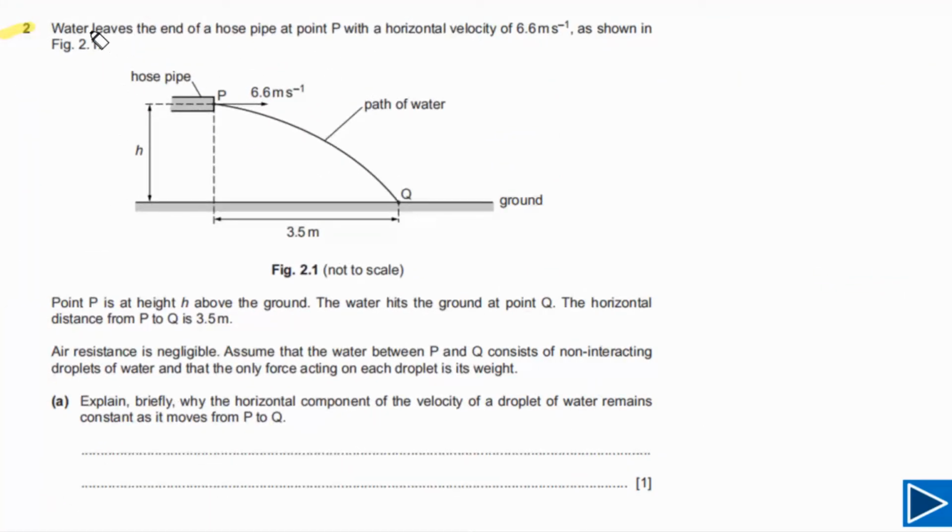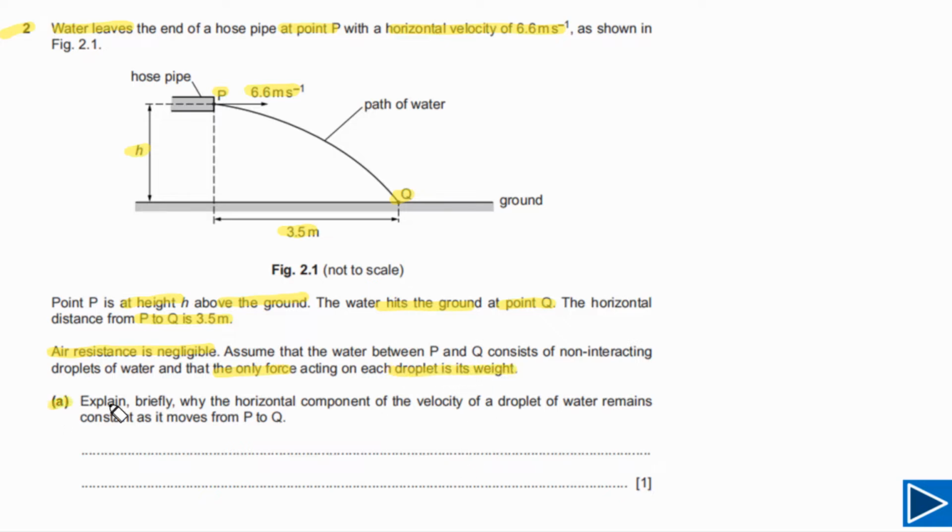For question number 2, it is given to us that water leaves the end of a hose pipe at point P with a horizontal velocity of 6.6 meters per second. This is horizontal velocity. It is also given that point P is at height h above the ground. So this is height h. The water hits the ground at point Q. At this point, water hits the ground. The horizontal distance from P to Q is 3.5 meters. So this is horizontal distance. It is also given that air resistance in this case is negligible, and the only force that is acting on each droplet is its weight.